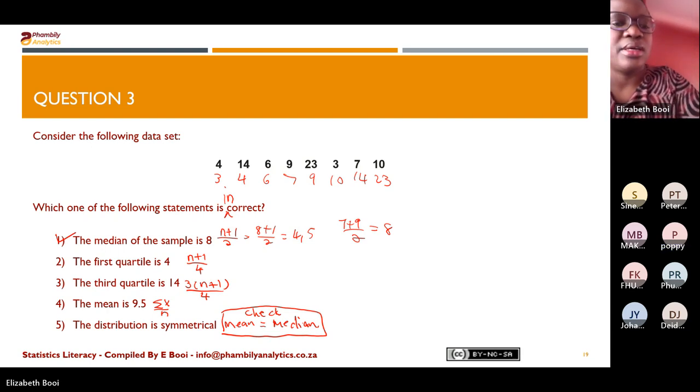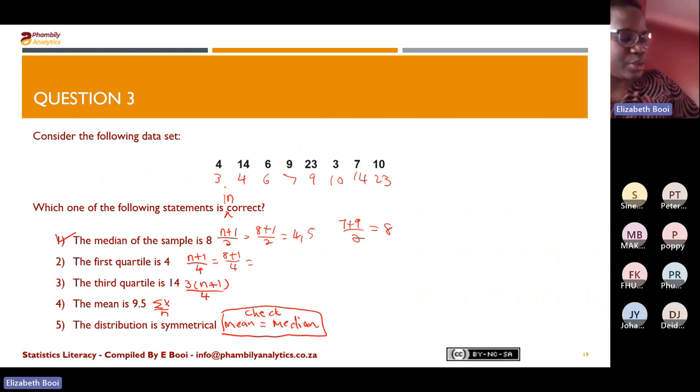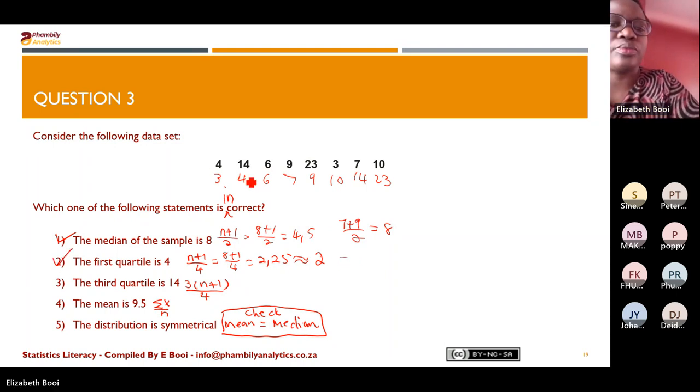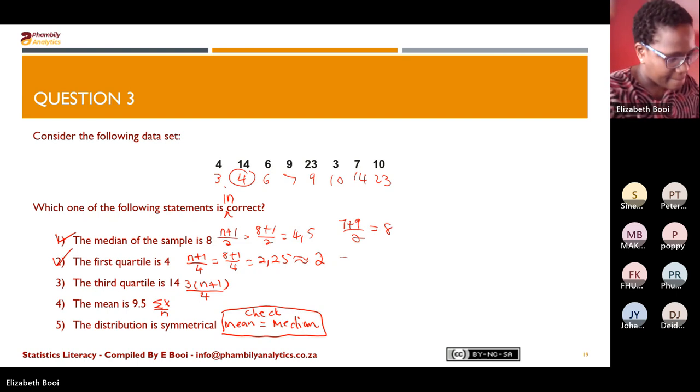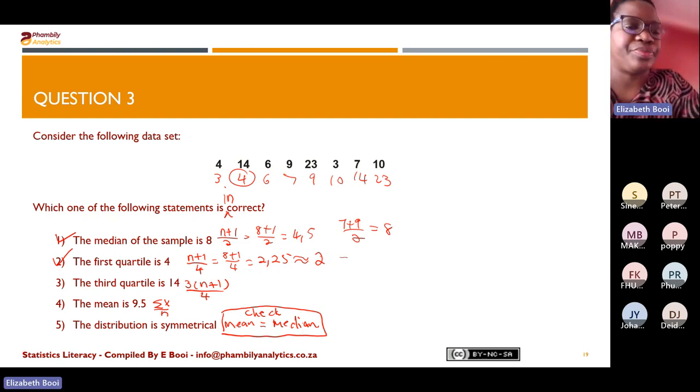Yes. And the first quartile is on position 8 plus 1 divided by 4, which is position 2.25. Did you get that right? Therefore, we estimate that it is on position 2. 1, 2 is 4. And that is correct.